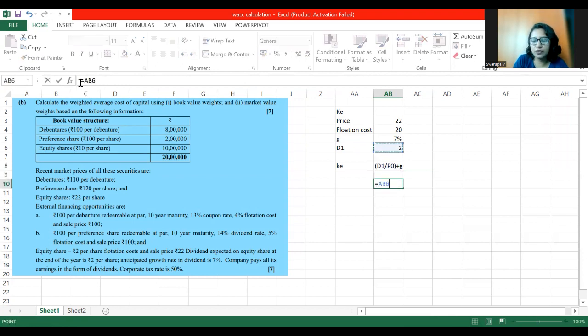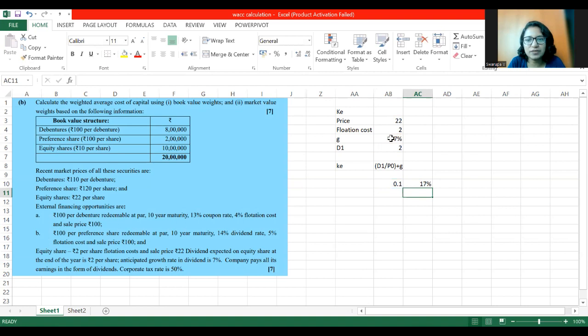So plotting this here, 2 by P0. P0, here we have the price to be 22. We have a flotation cost of 2 rupees, so the net price will be 20. So D1 by P0, where P0 is our market price minus flotation cost if any, plus our G, 7%. So 17% is our KE or cost of equity.